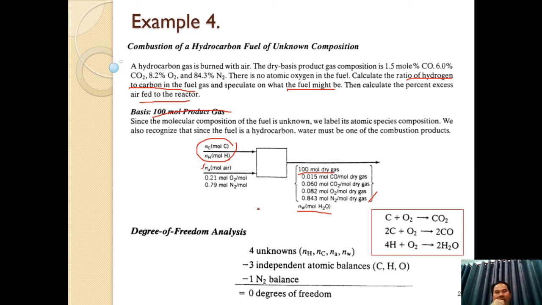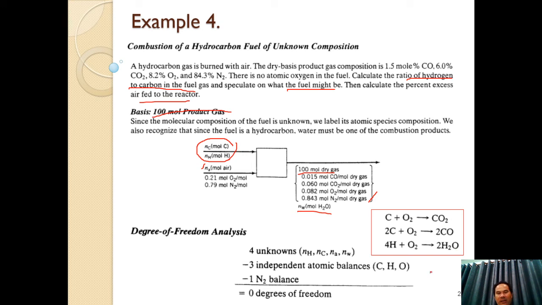Next, you write the chemical reactions. Carbon reacts with oxygen, you get CO2. Carbon reacts with oxygen, you get CO, which is an incomplete reaction. And hydrogen reacts with oxygen, you get water. These three reactions are possible. For this example, we don't know what kind of reactant, you know only that carbon and hydrogen react with oxygen.